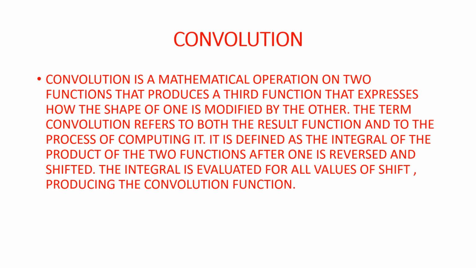So convolution is a mathematical operation on two functions that produces a third function that expresses how the shape of one is modified by the other.